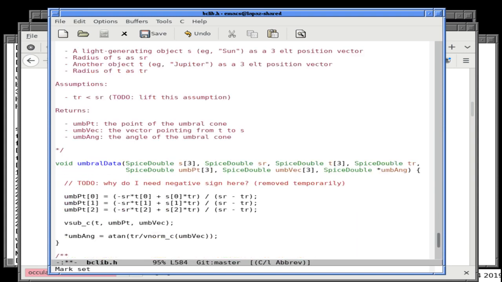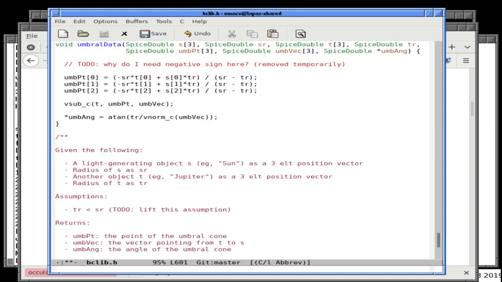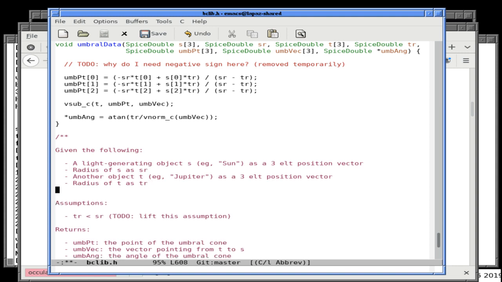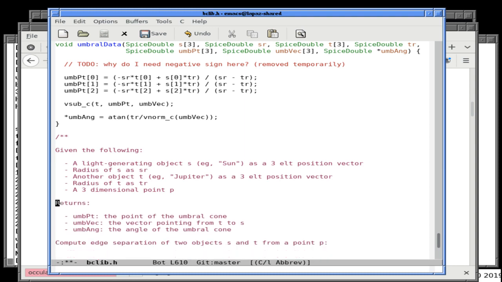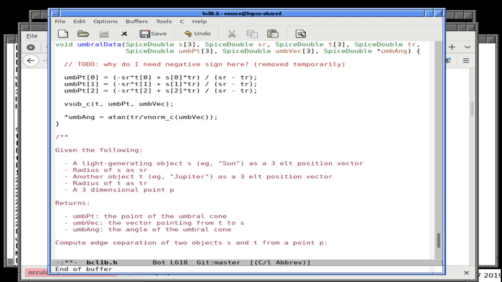okay, we've got to be a little bit careful here. Given the following light generating objects, radius has three assumptions, a point P, a three-dimensional point. I don't think we need this assumption anymore. And wow, I don't think I actually named this. It will be called, I think we'll call it separation data. That's actually not a bad name for it.